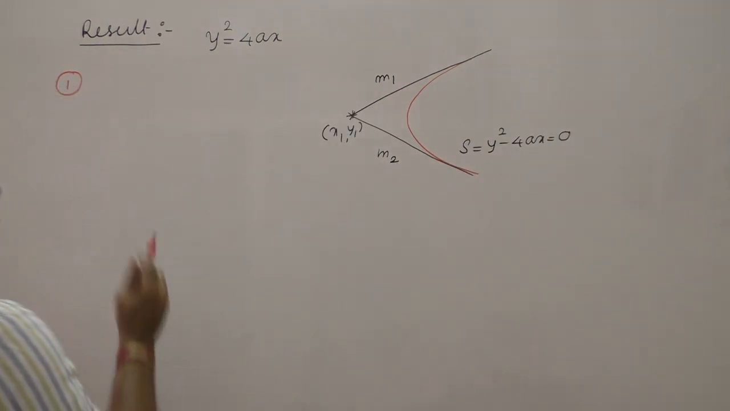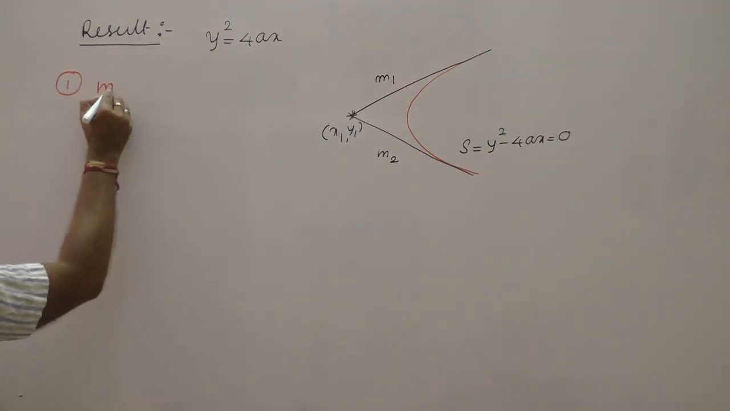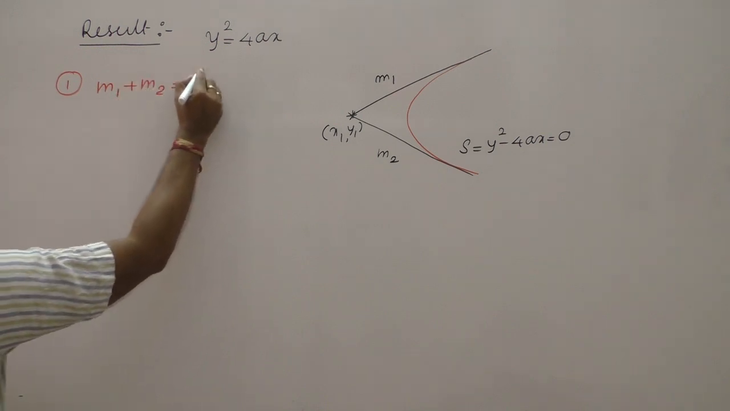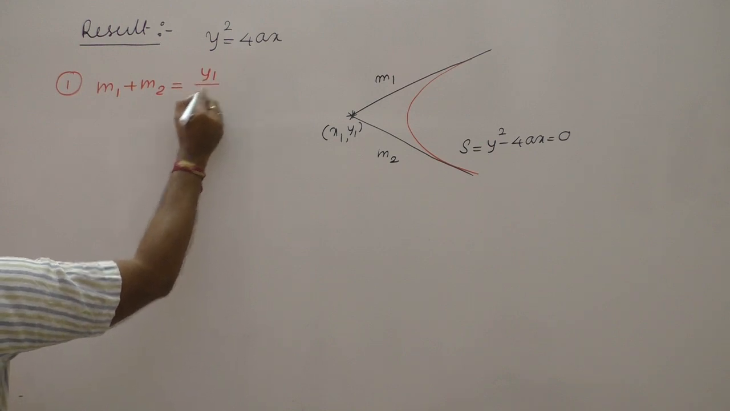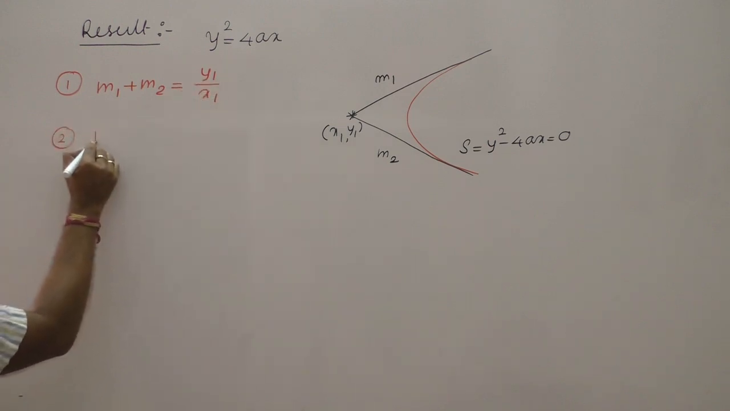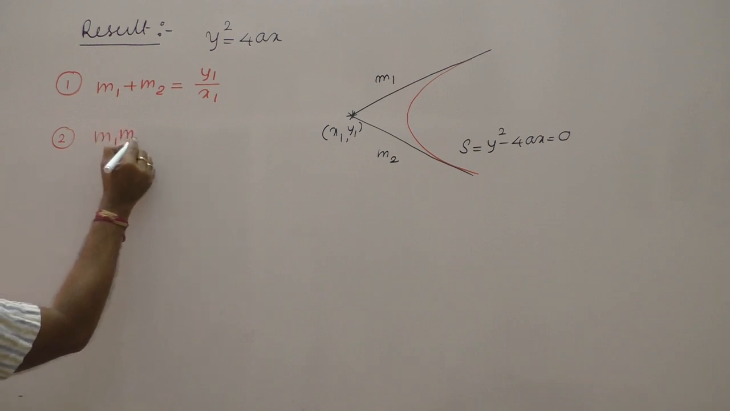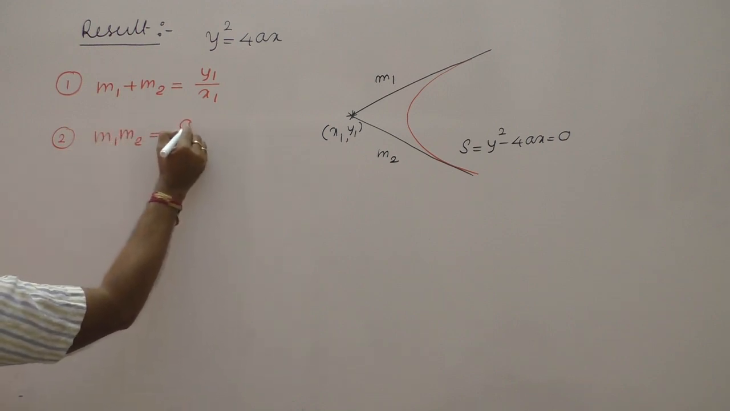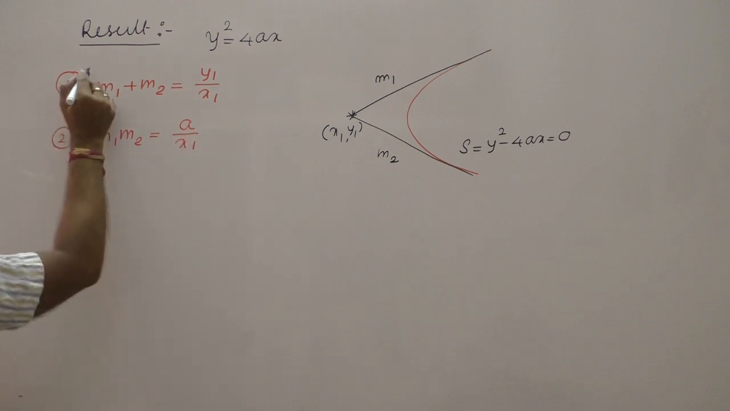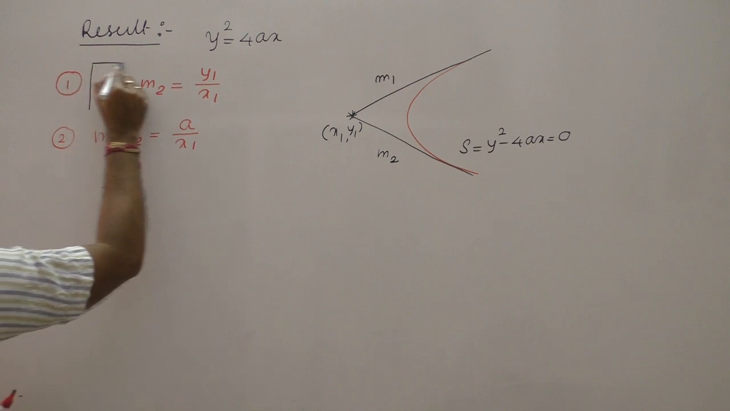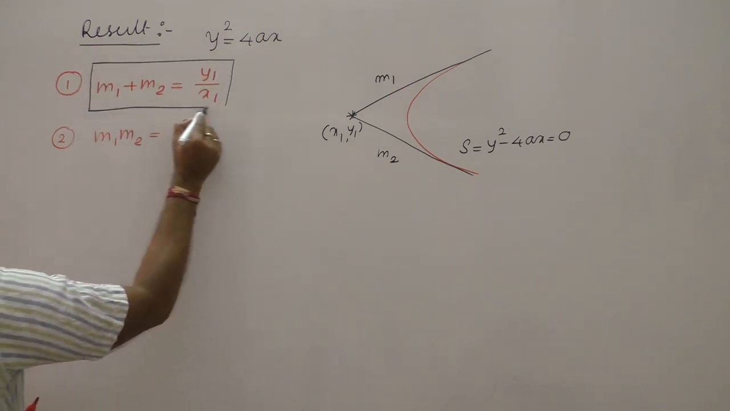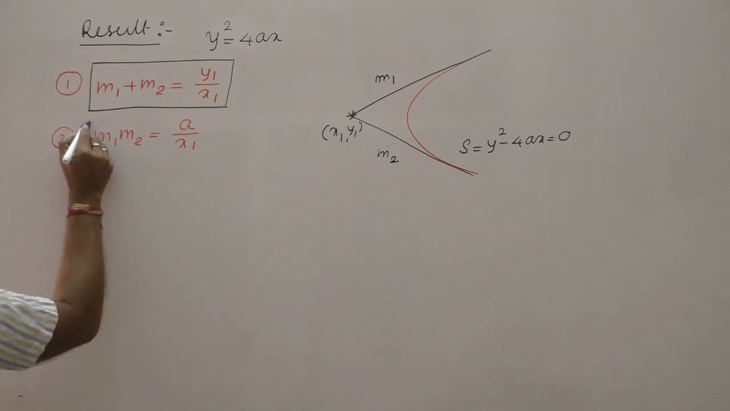Then we have some conditions. What conditions? Sum of the slopes, m1 + m2, is y1/x1. Next, number 2. Product of the slopes, m1 m2, is a/x1. Very useful in objective questions. These are the values of m1 + m2 and m1 m2.